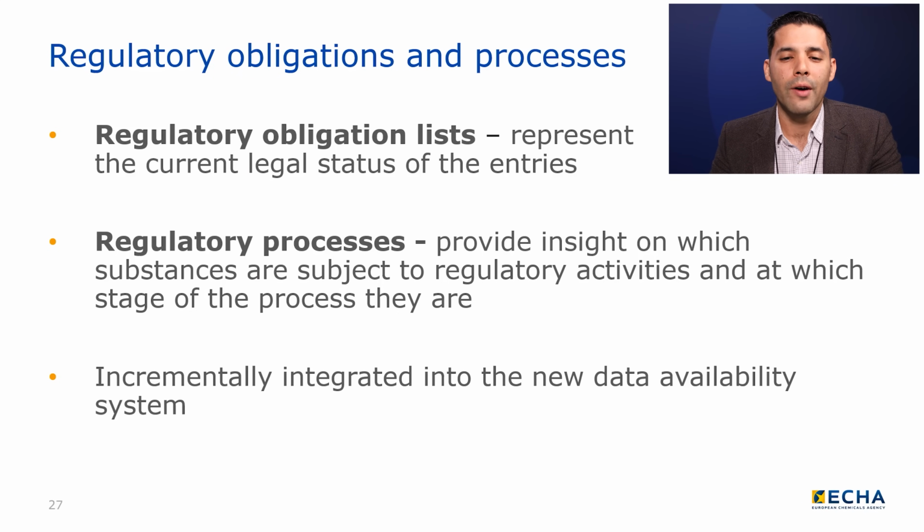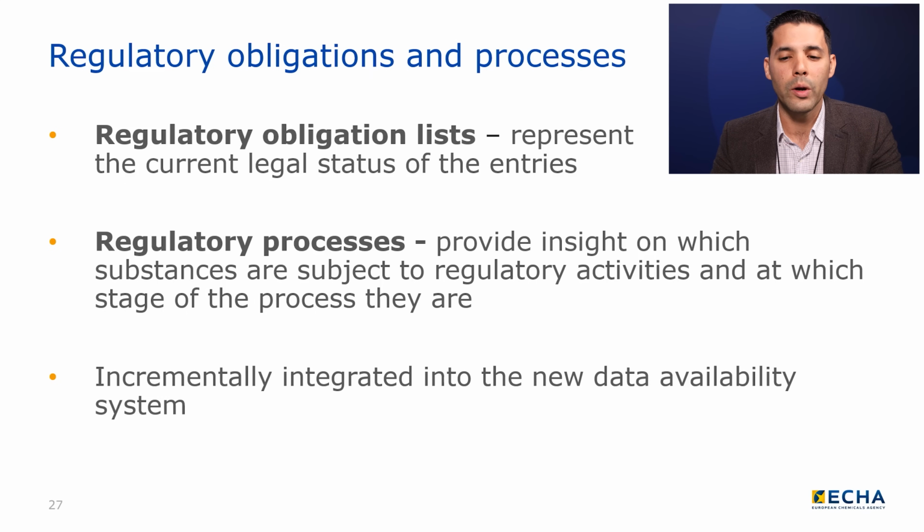Let's start with clarifying what we mean by regulatory obligation and process data. Regulatory obligations lists are lists with a legal status, such as the REACH registration list. Regulatory processes provide insight on which substances are, have been, or might be subject to regulatory activities, for example, opinion or decision making by ECHA, and at which stage of the process they are. They are currently published under the heading PACT.